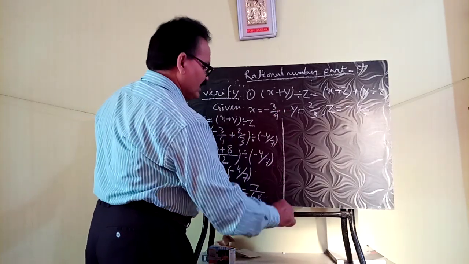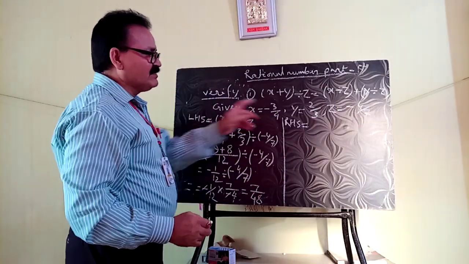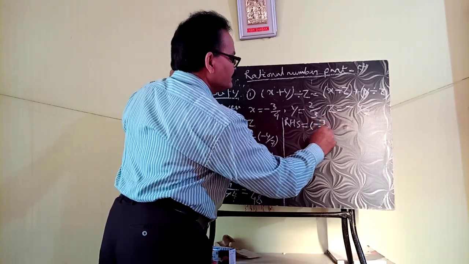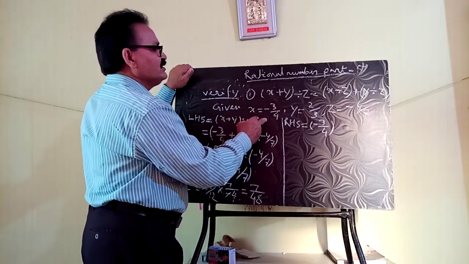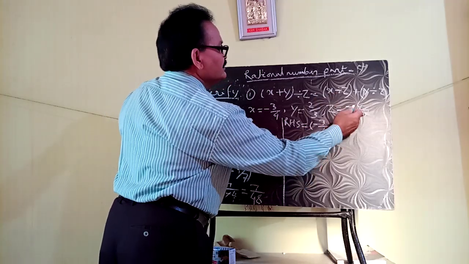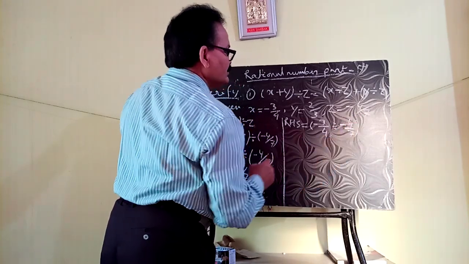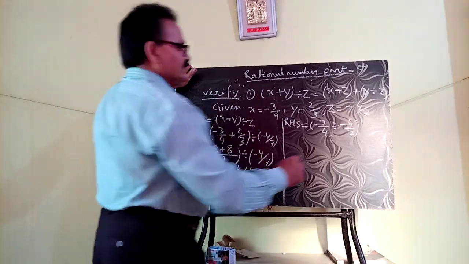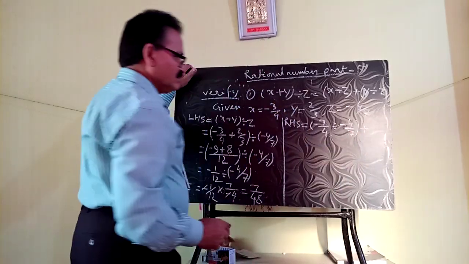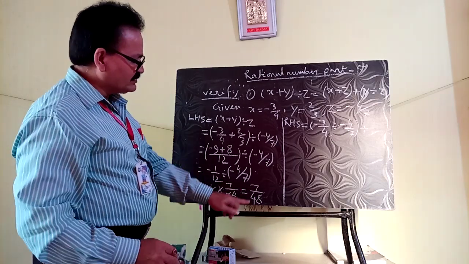Now you have to write RHS. RHS is again x divided by z. So your x is minus 3 by 4 divided by z, which is minus 4 by 7, bracket close, and then again you put a plus sign. So this is your result. Keep it in mind: 7 by 48.